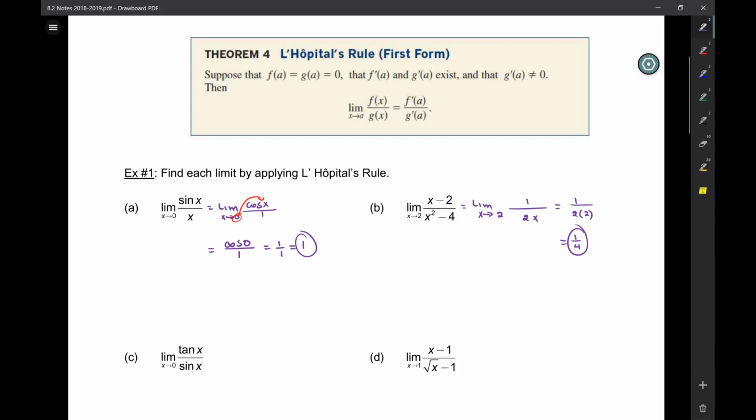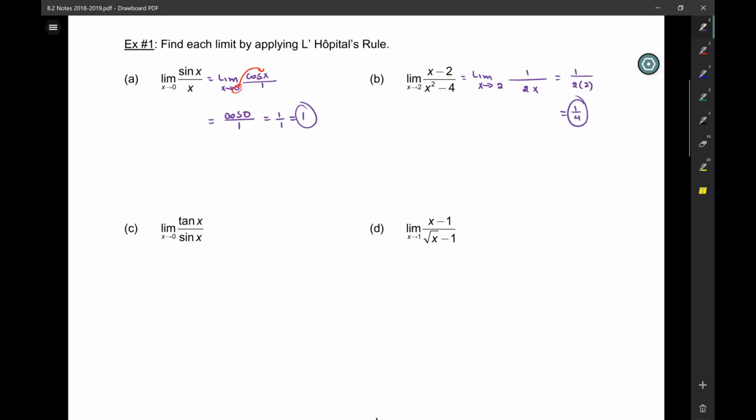So here, again, tangent of 0 is 0, sine of 0 is 0. So we're going to take the derivatives of top and bottom. And the derivative of tangent was what? Good. Secant squared x. And sine of x is cosine x. Cosine of 0 we know is 1. Secant is 1 over the cosine, so it's 1 again. So that's just 1.